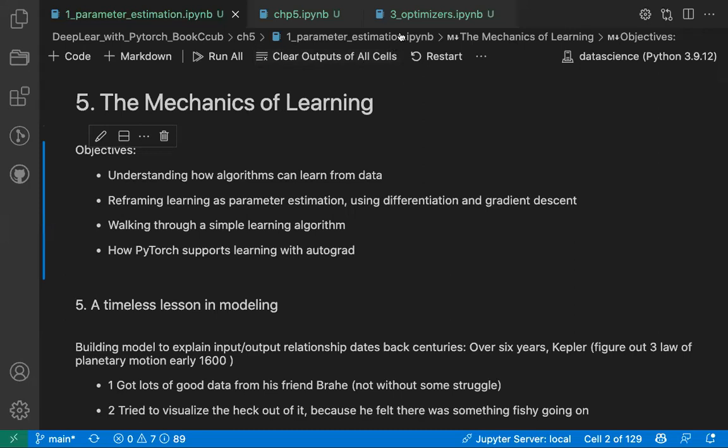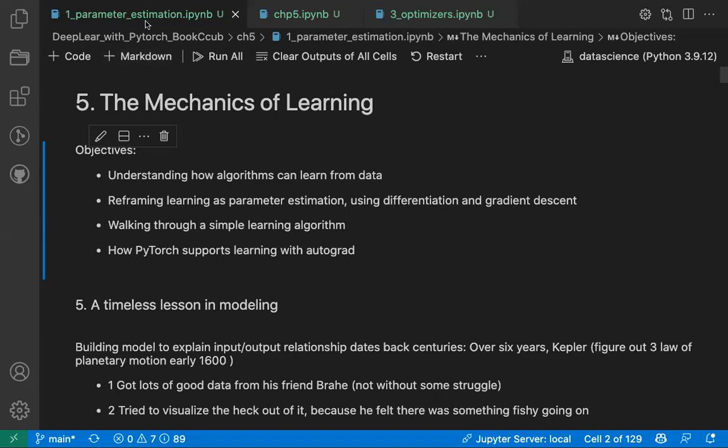Mechanics of learning, which basically takes us through how we learn when we talk about machine learning, I mean deep learning. So what is learning? How do we learn? That's what this chapter is all about. Let us understand the process of learning, and finally it uses PyTorch to automate this process of learning.